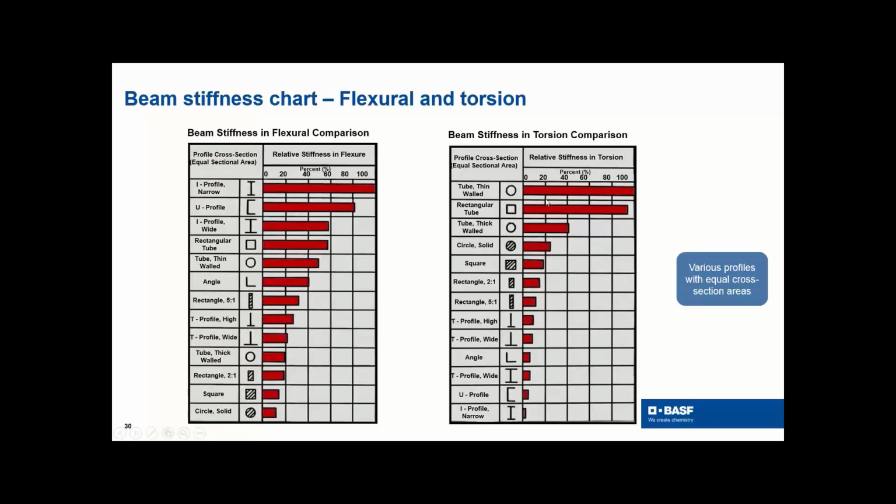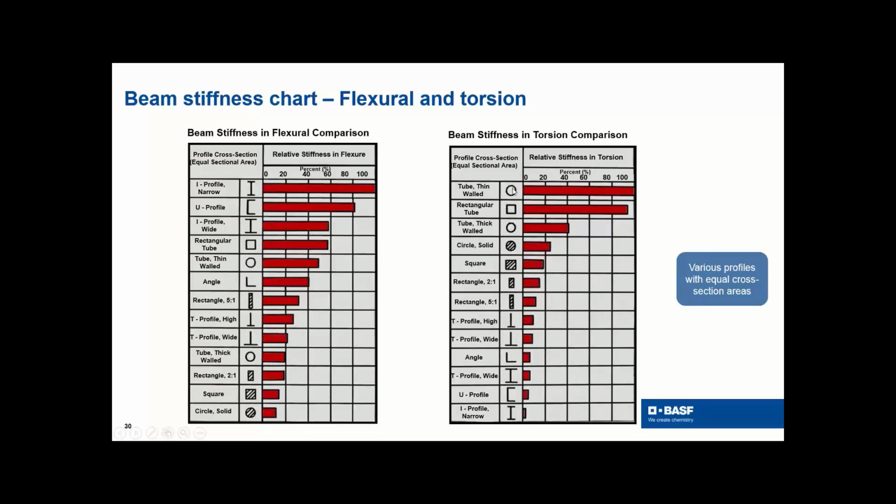So in a lot of parts, you're going to see both torsion and bending. So which one do you pick? And from this chart, it really helps. It's saying, okay, ideally, if you can pick the hollow sections, that is pretty good. You get pretty good bending and you get excellent torsion.